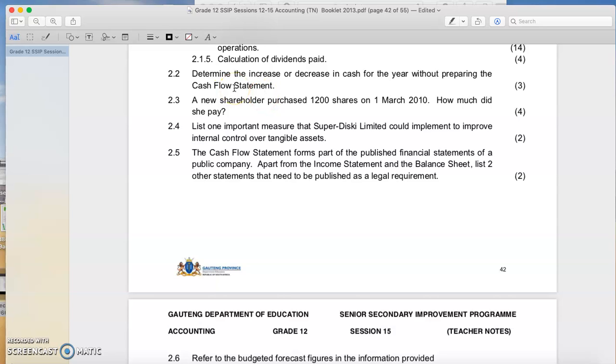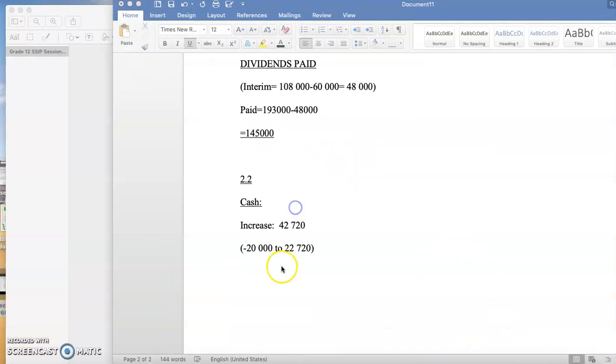Okay, so here we're doing 2.3 and it says a new shareholder purchased 1,200 shares. How much did she pay per share? Okay, well, it doesn't say per share, so you can calculate the total amount she paid or per share. Let's see, so this is 2.3.